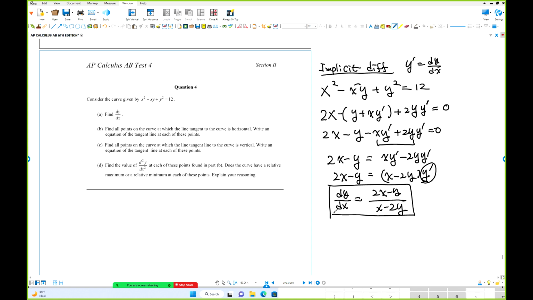Okay, find all points on the curve at which the line tangent to the curve is horizontal. Write an equation of the tangent line at each of these points. So maybe there is more than one horizontal line, right?